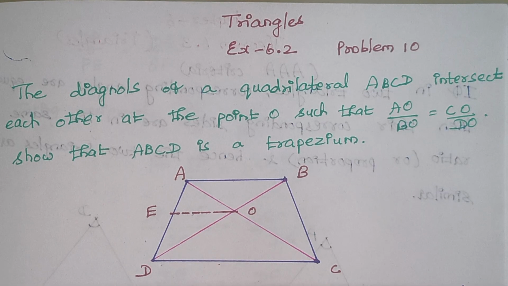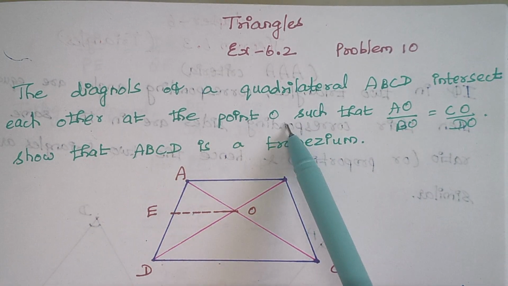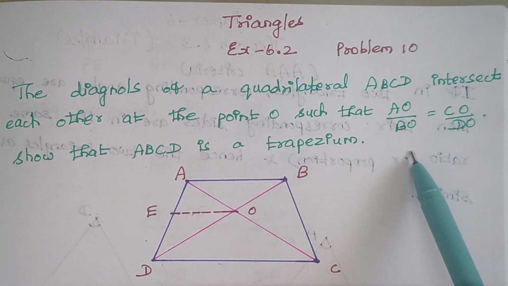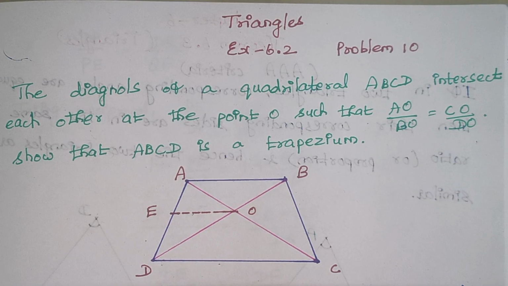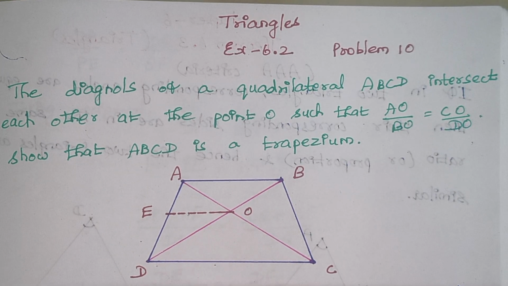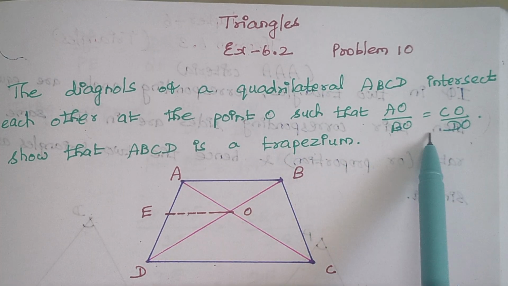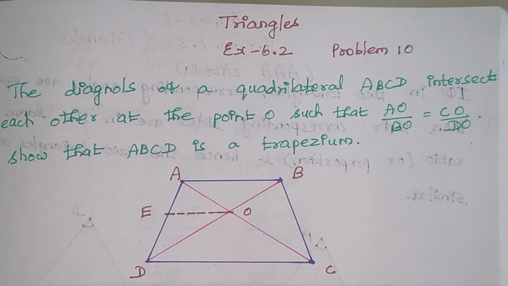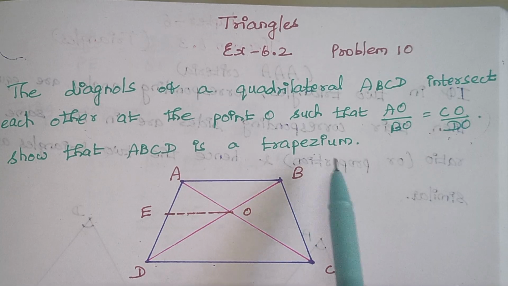So our last problem in this exercise, problem 10. The diagonals of a quadrilateral ABCD intersect each other at O such that AO by BO is equal to CO by DO. Show that ABCD is a trapezium. This is just the reverse of the previous problem. In the previous problem, provided the given figure is a trapezium, we had to prove the ratio. But in this problem, the ratio is given, and we have to prove that the given figure is a trapezium.